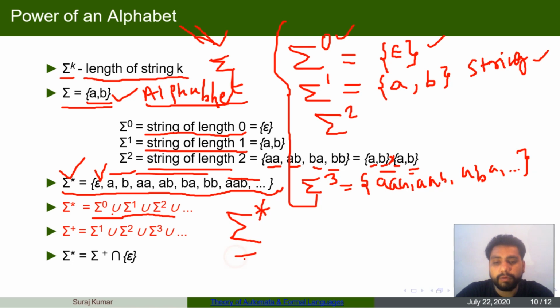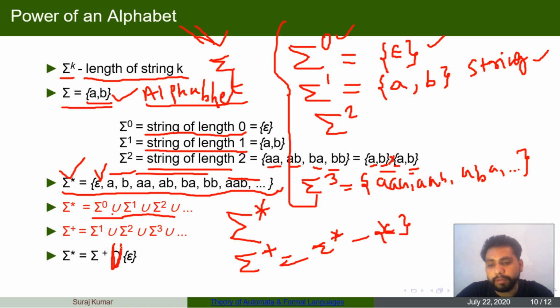There is also a symbol, sigma to the power plus. This excludes epsilon from sigma star. So sigma plus is equal to sigma star minus epsilon. Or in other terms, you can write sigma star equal to sigma plus union epsilon. So I think the power of an alphabet is clear to you.